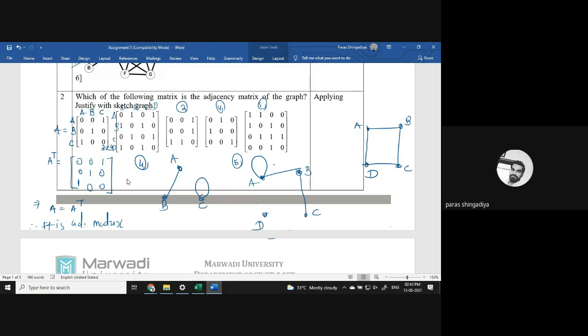The third row is for C. So C to A, there is no connection. C to B is already connected. C to C, so create a loop at C. C to D is 1, so connect C and D. And then D is connected only with C, which you already created. So that is the graph you will get in the last matrix.